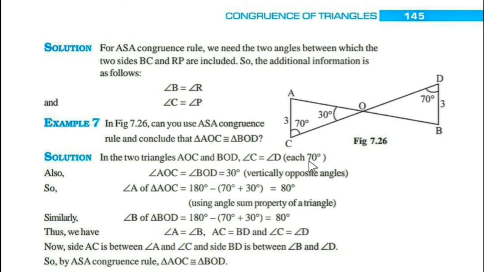Okay, each is of 70 degree. Now angle AOC equal to angle BOD equal to 30 degree. See, AOC equal to BOD equal to 30 degree. They are vertically opposite, so they are equal in measure. They are vertically opposite angles.